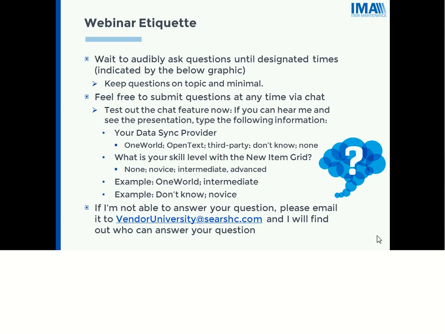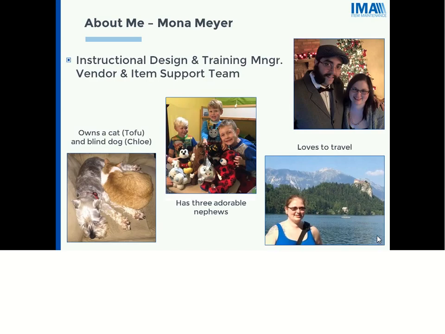So day 1 would have covered a lot of the IMA basics and terminology. If you don't have any experience or you're pretty new, I strongly encourage you to watch the video link that I sent out. Today we are walking through the new item grid. I'll touch on manual item build in a couple of slides. If you come up with any questions during the presentation, feel free to submit them through the chat.